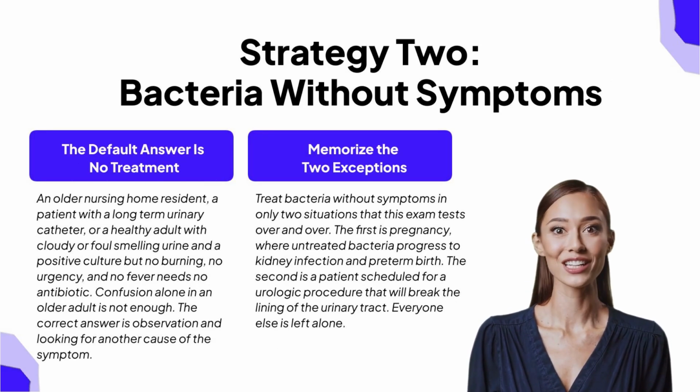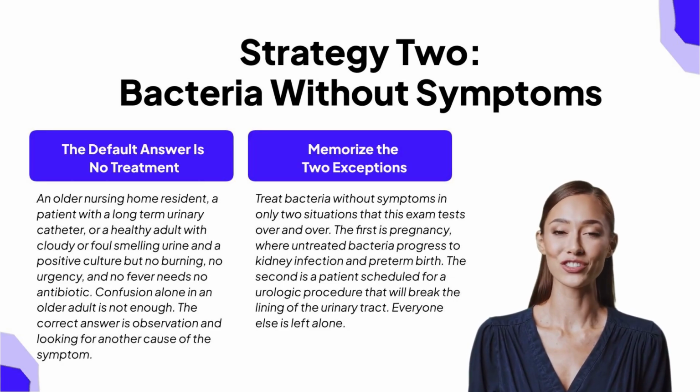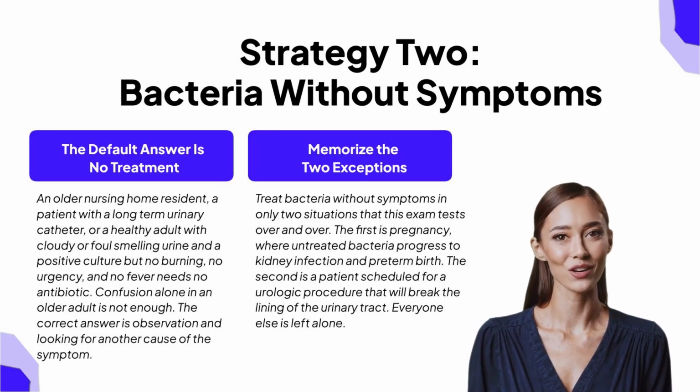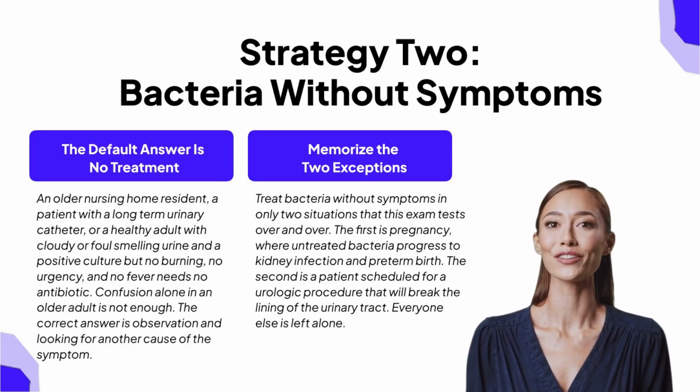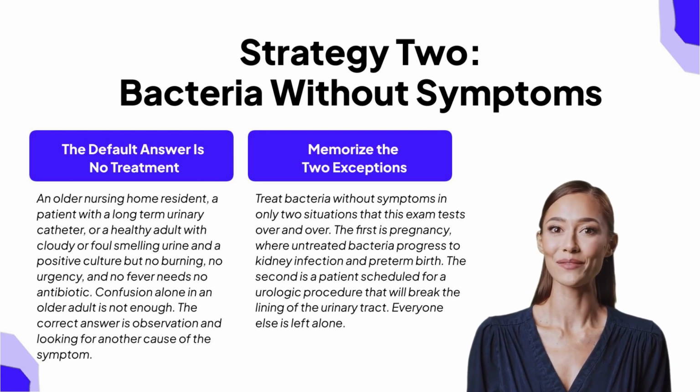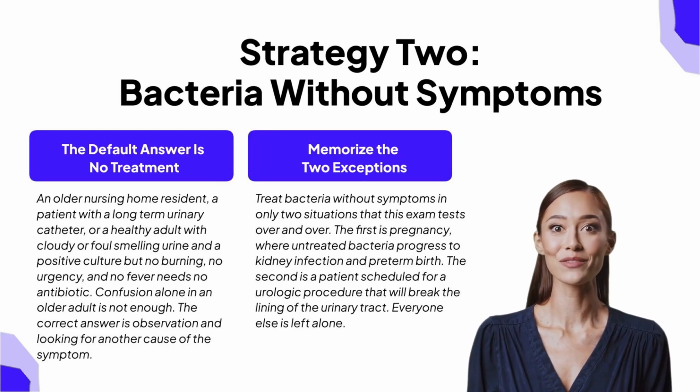Strategy 2 is bacteria in the urine without symptoms, where the exam harvests points from good students. The default answer is no treatment. Picture a nursing home resident, a patient with a long-term catheter, or an adult with cloudy foul urine and a positive culture, but no burning, urgency, or fever. That patient needs no antibiotic.